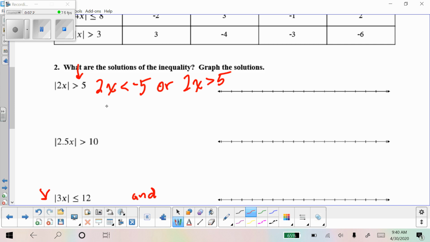Okay, so we're going to divide both sides by 2. We get x is less than -2.5. Or dividing this one by 2, we get positive 2.5. That one's greater than. So let's put a 0 here. Let's make the scale a half. So I'll put a 1 here, 2 here, 3 here. That'll make it easier to graph.